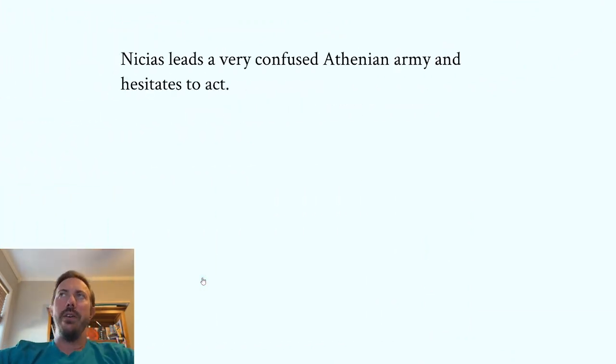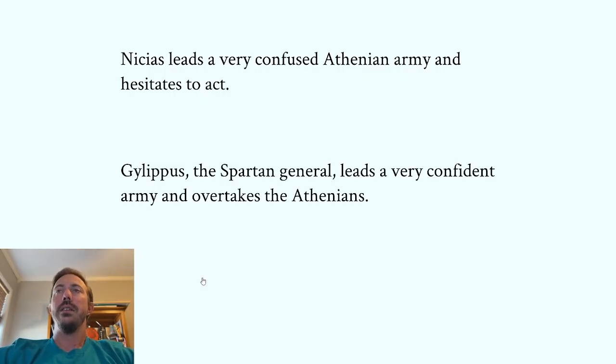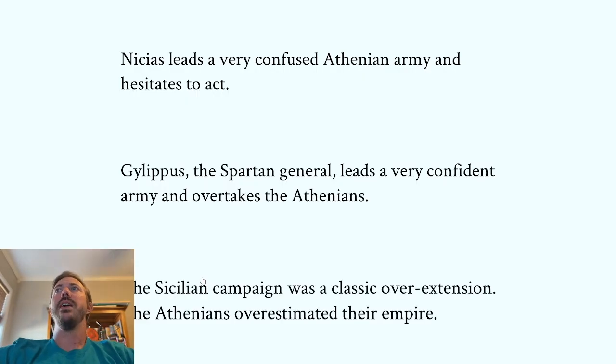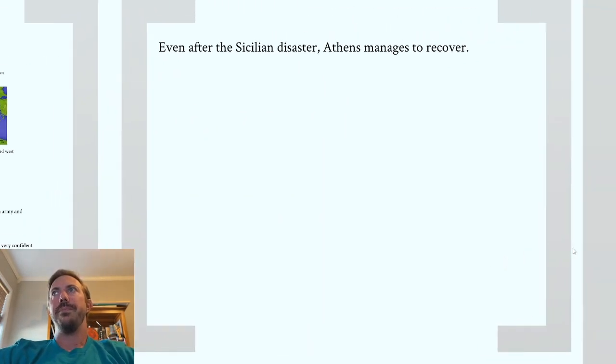Nicias leads a very confused Athenian army and hesitates to act. Remember, Nicias is the peaceful one, and he's not a very decisive commander, and so he hesitates and leads a very confused Athenian army and loses. Gylippus, the Spartan general, leads a very confident army and overtakes the Athenians. The Sicilian campaign was a classic overextension. The Athenians overestimated their empire, and they have to return to Athens in humiliated defeat.